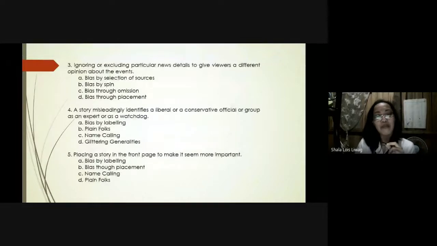Okay, time's up. Raise your pens. We will now be checking your work. What is the correct answer for number 1? Very good. The correct answer is letter A.